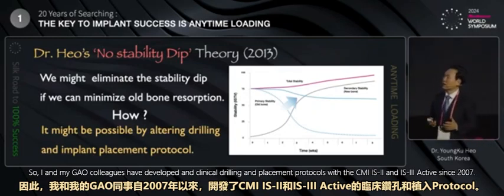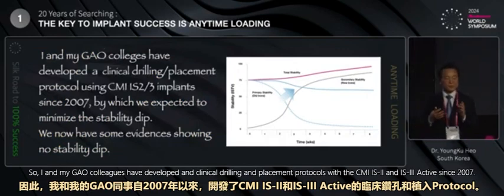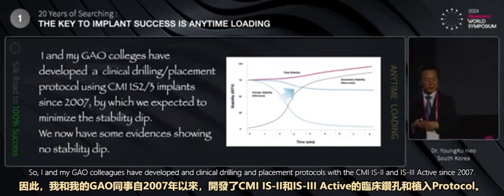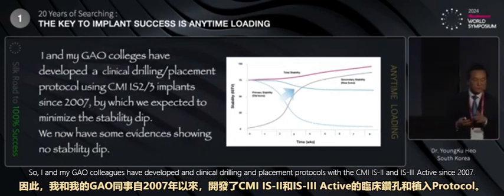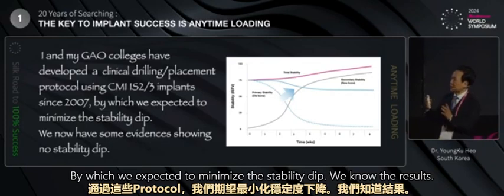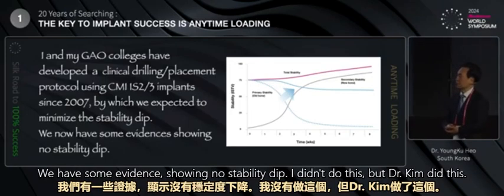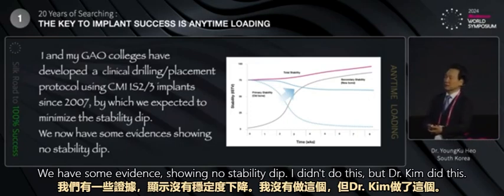So I and my GAO colleagues have developed clinical drilling and placement protocols with the CMI IS2 active and S3 since 2007, by which we expected to minimize the stability dip. Now we know the result. We have some evidence showing no stability dip.